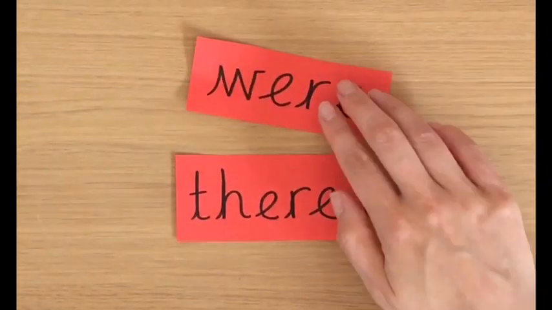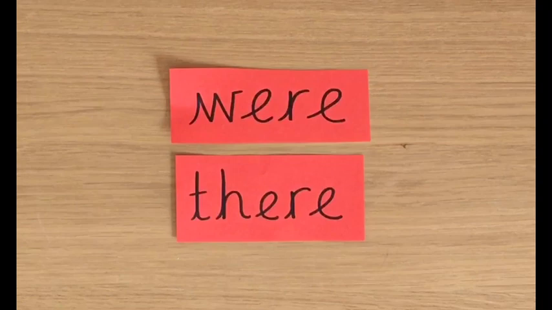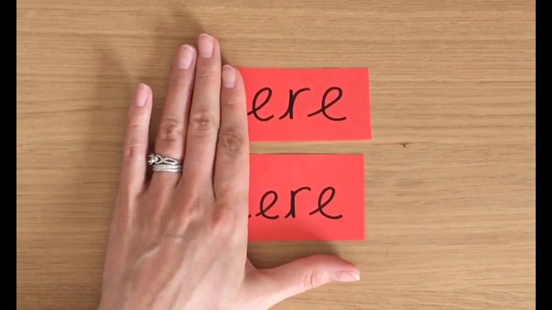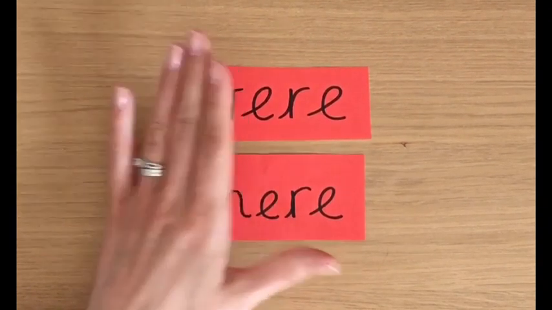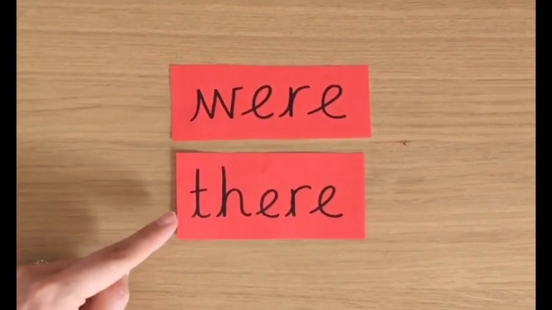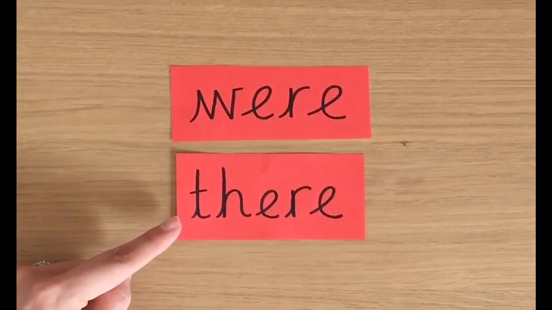This was last week's tricky word, and you'll see that they're very, very similar. If I cover the first sound, you'll see that the rest of the word is the same. But this one starts with w, and it says where, and this one starts with th and says there.